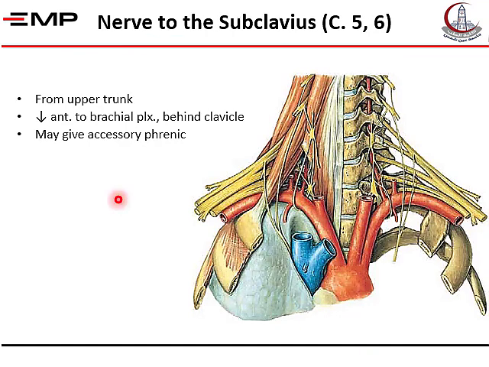The second branch is the nerve to subclavius, which is a branch of the upper trunk. It descends in front of the brachial plexus to behind the clavicle to reach the subclavius muscle. It gives a root to the phrenic nerve that may form the accessory phrenic nerve. Its importance is that in the past they used to crush the phrenic nerve to cause paralysis of the leaflet of the diaphragm in order to cause collapse of the lung as a very old treatment for pulmonary tuberculosis, or TB.